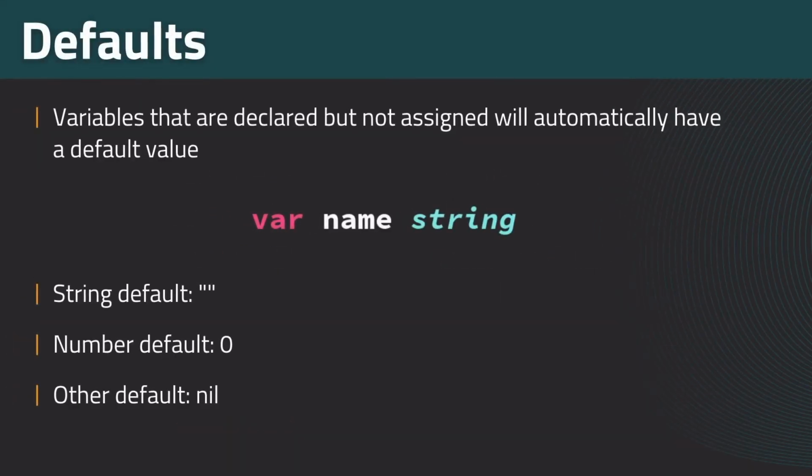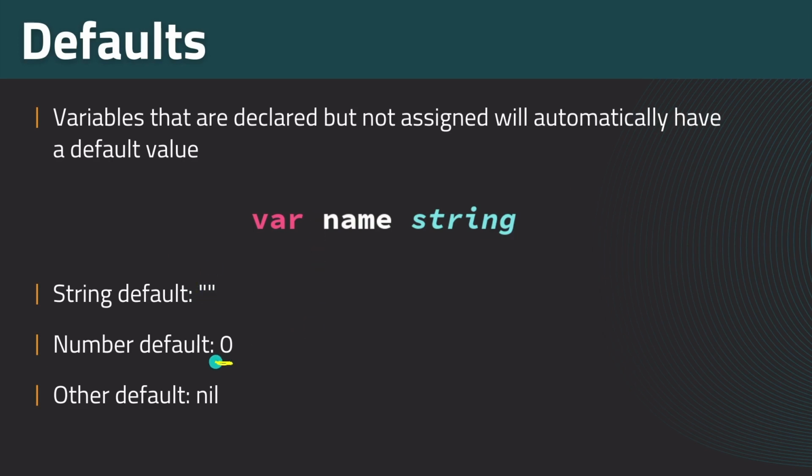Variables that are declared but not assigned will automatically have a default value. So whenever you create a variable, such as this name variable as a string, it's going to have a default value because we haven't assigned anything yet. So there's no equal here, so we have no value. What this means is we'll get a default. And so for string, the default is an empty string. So it's the same as doing double quotes. There'll be no bytes within the string and it'll just be empty.